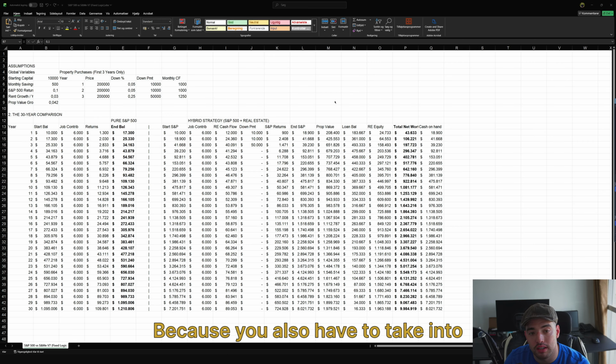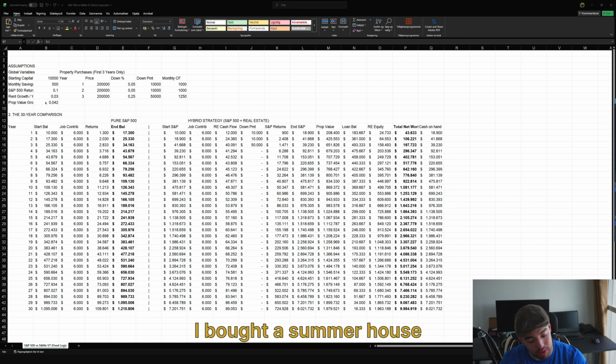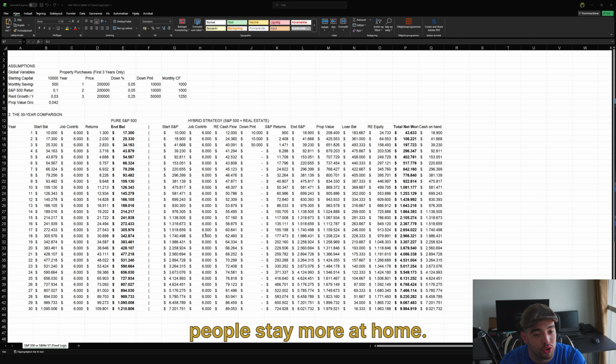Because you also have to take into consideration the rental equity and the property value, which will also increase yearly. And we just took the average. You know, last year I was lucky. I bought a summer house and it's already 50% up. You can be extremely lucky when something like the Iran wars happen and people stay more at home. But that's the wrong way of saying it.